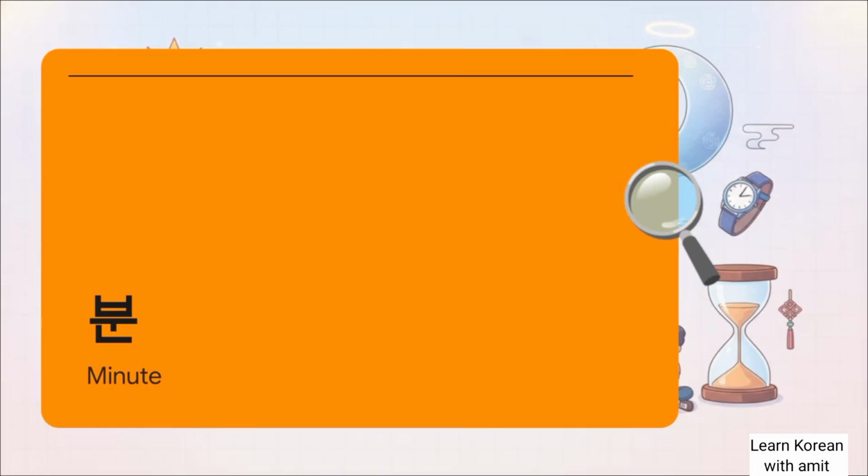For this half of the clock, our core building block is bun, which is the Korean word for minute. You're going to use this exactly like we use si for the hours, just attached to the minute number instead. And a quick pronunciation tip for you here. It's not pronounced like a hamburger bun with a hard flat U. It's actually much closer to the English word boon, with a softer, slightly rounded vowel sound.